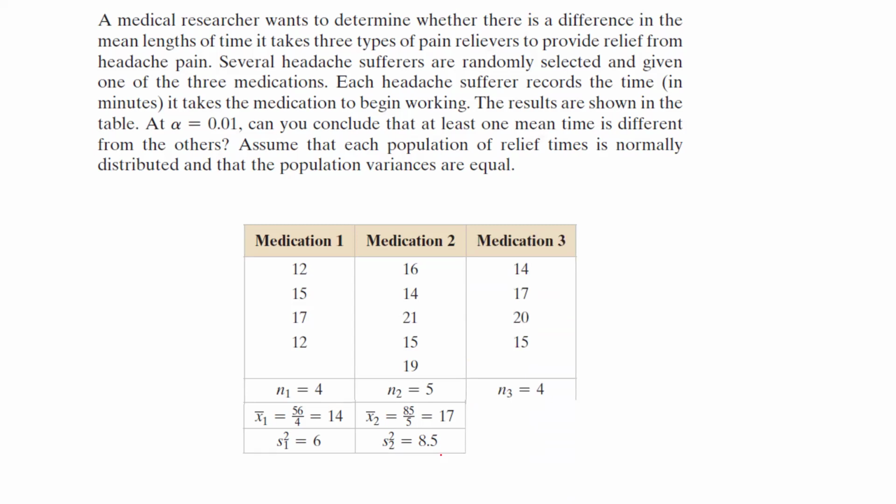The third medication category, you only have 4 people, 14 minutes, 17 minutes, 20 minutes, 15 minutes. The average time that it took for the third medication to start working is 16.5 minutes with variance 7 minutes. Very good.